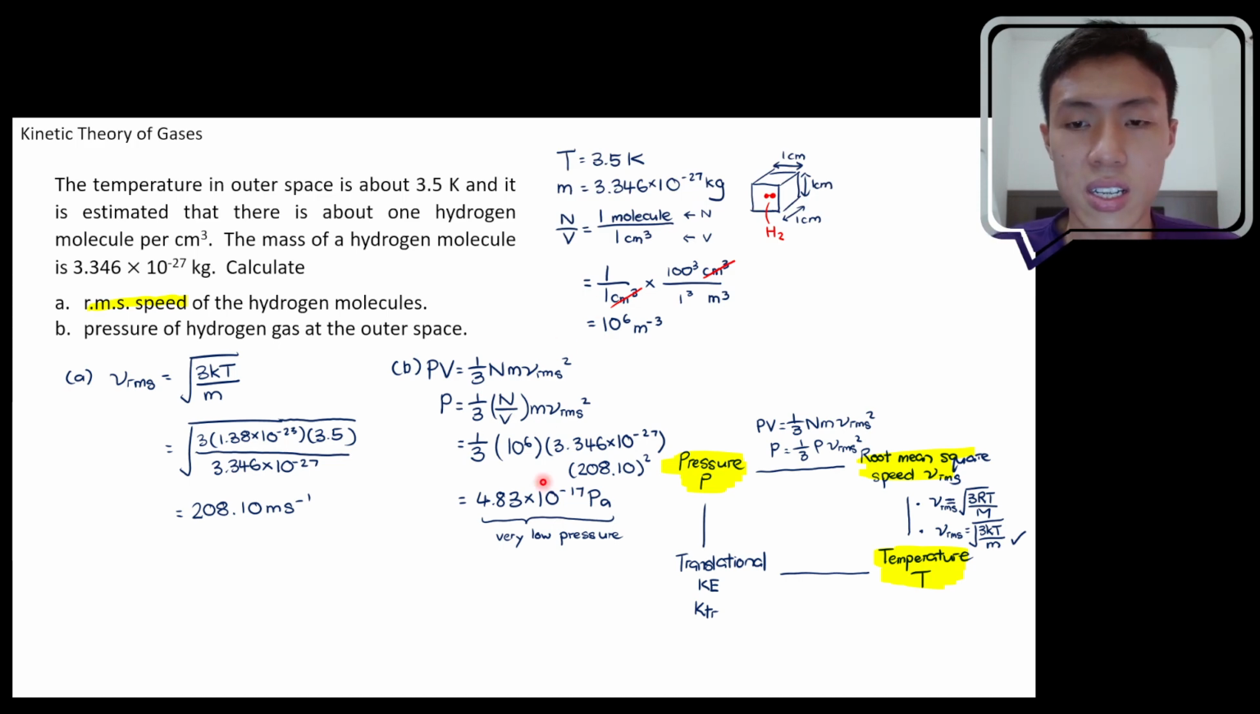So you can see here the pressure in outer space is in the negative 17 kind of range, compared to our atmosphere, which is around 10 to the power of 5. So there's a stark difference over here, and I hope from this question you are able to understand why. It's because of the very little amount of gas molecules that you have per unit volume in outer space.